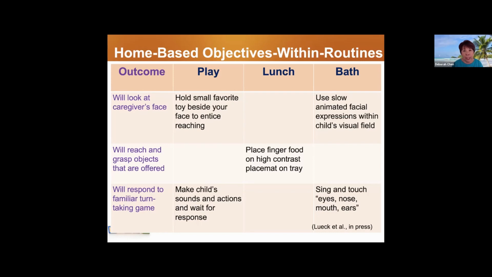We put 3 here just to give you a better idea. So at playtime, the mother will hold a favorite toy across her face to entice looking and reaching. At bath time, she'll use slow animated facial expressions that the child can see. To help the child grasp, the mother will put finger food on a high contrast placemat on the high chair tray. And to facilitate turn-taking games, this mother will imitate the child's sounds and actions and wait for response.